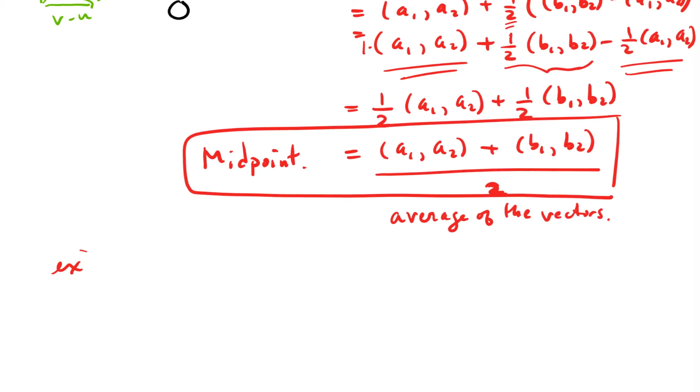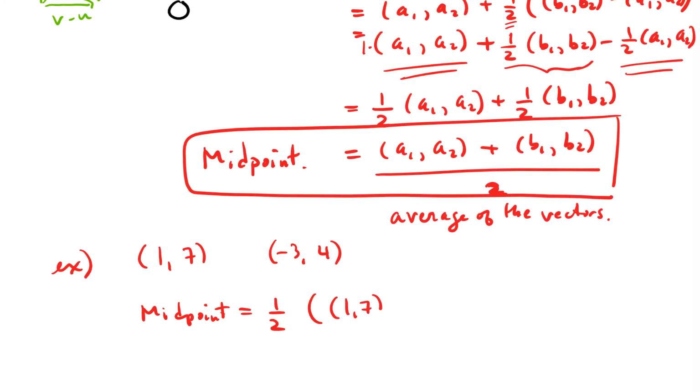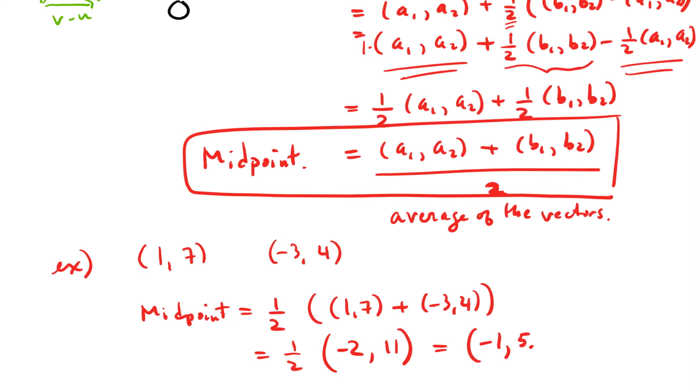So maybe an example. Let's say I have, I don't know, (1, 7) and (-3, 4). Well, the midpoint, that's easy. It's going to be the average of the sum of the two vectors. So it's going to be 1/2 of (1 minus 3, 7 plus 4), so that's going to be the point (-1, 11/2). So that's 5.5. And that's the midpoint.